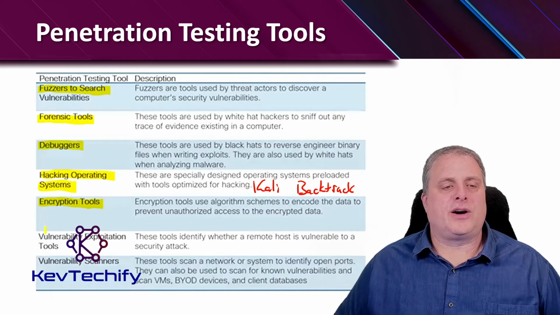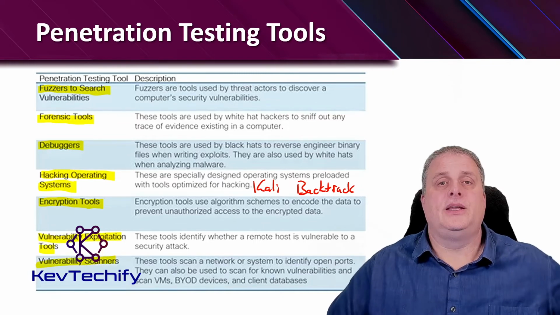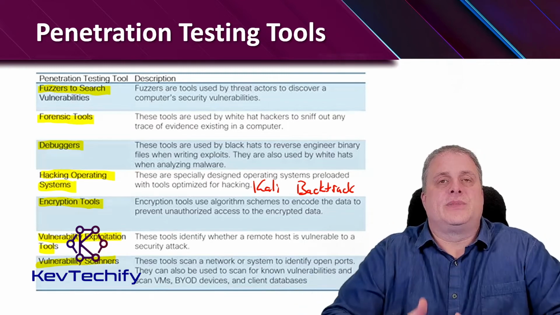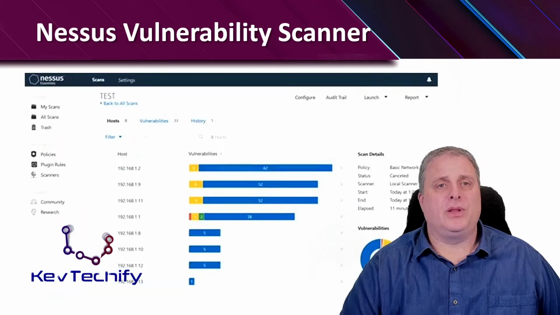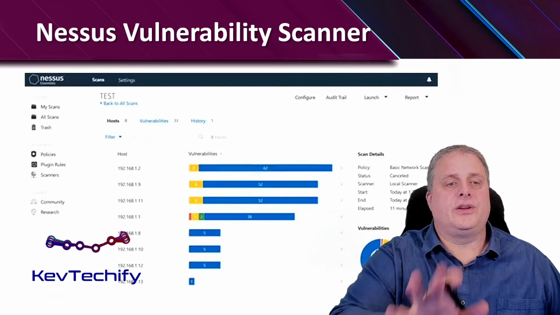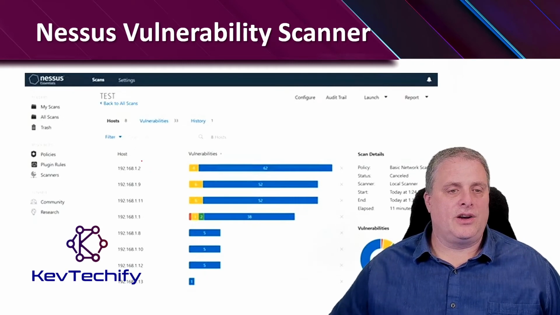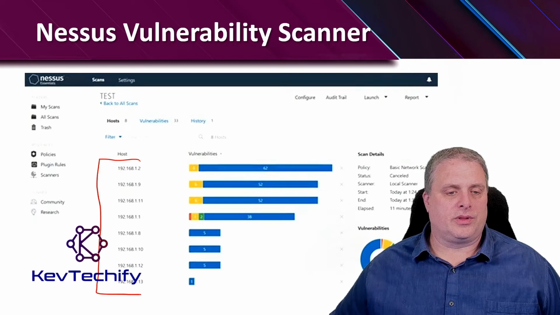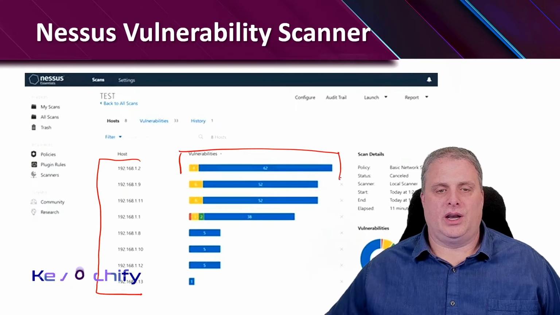And then we have vulnerability exploitation tools and scanners. And these identify systems that are actually vulnerable to attacks. And one of the more popular ones is Nessus Vulnerability Scanner. And here you can see a screenshot. The screenshot shows that we have scanned our network. These are all the devices that were found on my network. And then these are the vulnerabilities that were found, listed in this area right here.